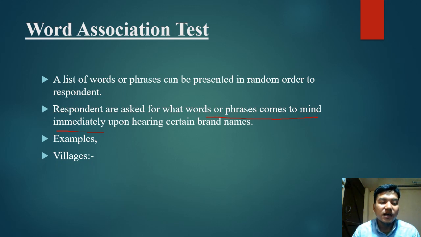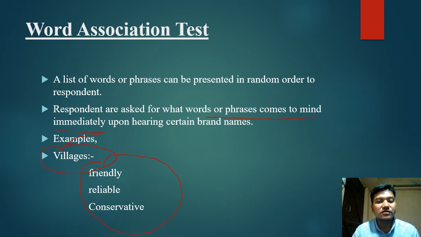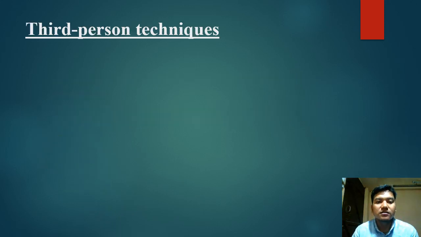Example, you can see I have given a word like village. This kind of word will be presented to the respondent, and what strikes the respondent first will be like friendly, reliable, conservative, but it might be different according to different respondents.